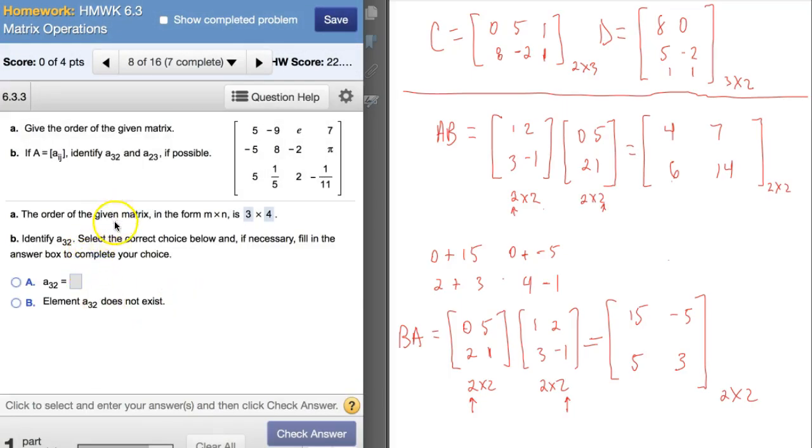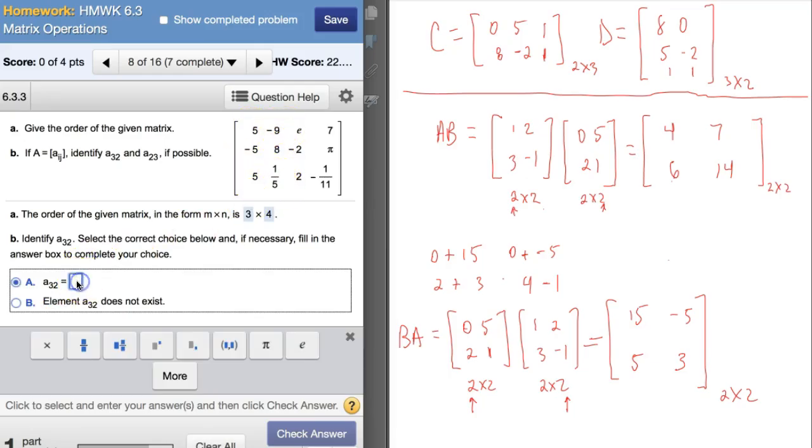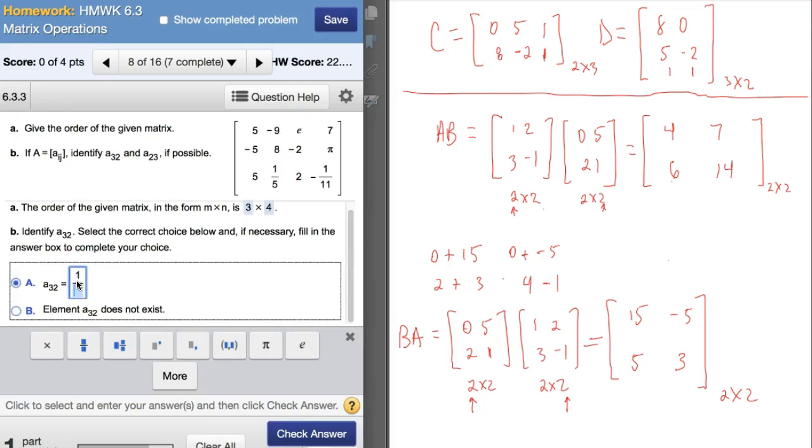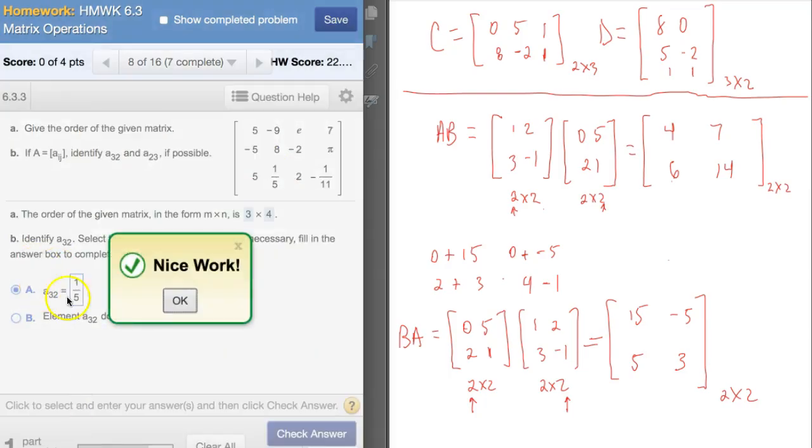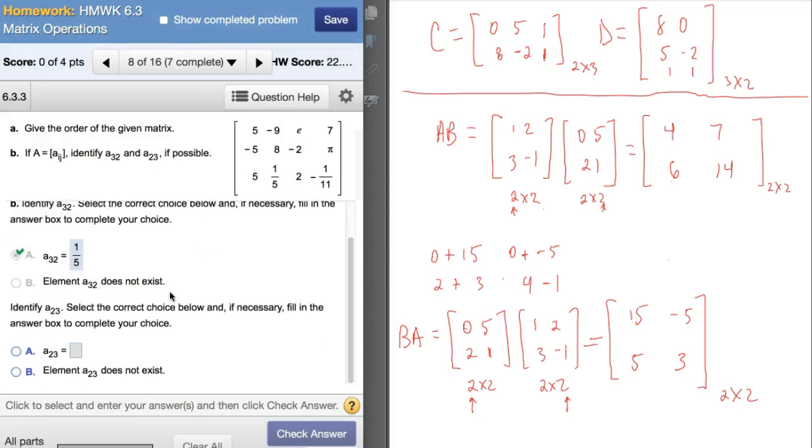Next thing, this element in the location of A32 means in row 3, column 2. So row 3, column 2. That is 1/5. And then, of course, A23, which is row 2, column 3. See, 1, 2 row, column 1, 2, 3. That is a -2.